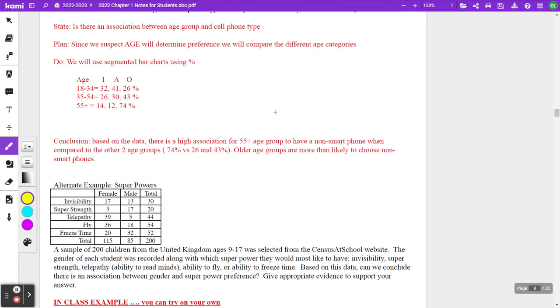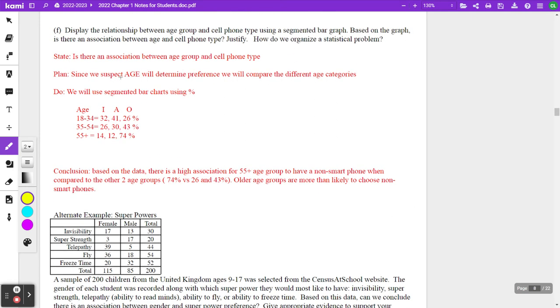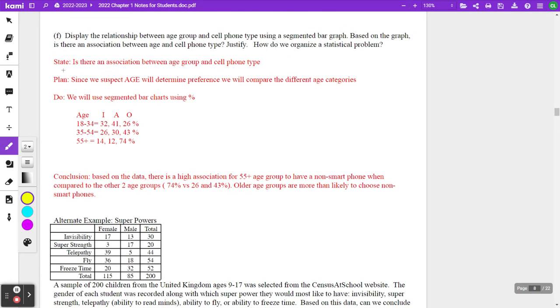And this will be video number 2, and we're rolling. So here it is, guys. This is the idea behind statistics. They always pose a question here, like, what's the association between age and cell phone type? And they always have you justify it. So the question is, how do we organize statistical problems? It's not so heavy now, but it will be.